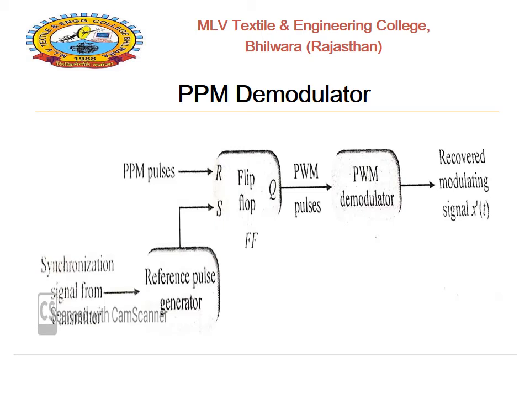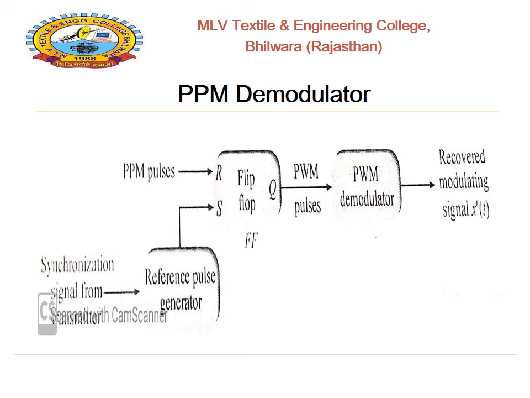here it is observable that the PPM pulse is given to the RS flip-flop, where the PPM pulses are connected to the reset input, and the synchronization signal from the transmitter and the reference pulse generator are connected to the set terminal of the RS flip-flop. That section will generate the PWM pulses, and these PWM pulses are given to the PWM demodulator, as we earlier discussed in the previous lecture, and finally the output is the modulating signal x dash of t.